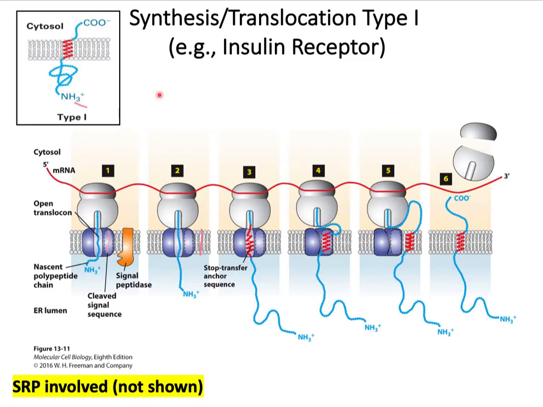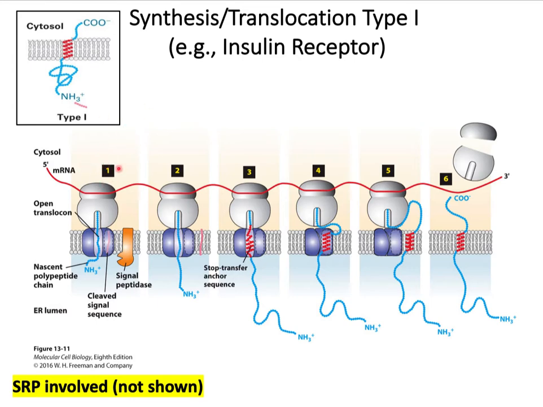Its C-terminus is on the cytosolic side of the phospholipid bilayer. Most of the protein and its N-terminus is on the opposite side, and it has a cleavable N-terminal signal sequence. Synthesis of this transmembrane protein, I think, is easy to understand because it is most like the synthesis of the soluble secretory proteins we just saw. So the initial steps are the same, even though it is not shown in the slide.